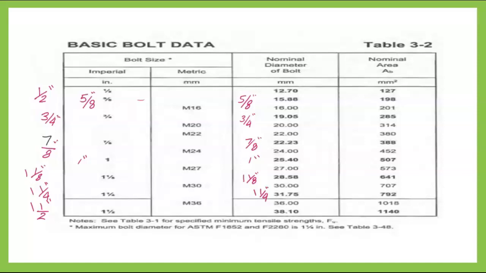While for M22, its diameter is 22 millimeter and the area is 380 millimeter square. A 7/8 inch bolt has a bolt size of 22.23 millimeter. After the 7/8 inch bolt comes M24, which has a diameter of 24 millimeter. The M27 bolt has a bigger diameter than 1 inch diameter.